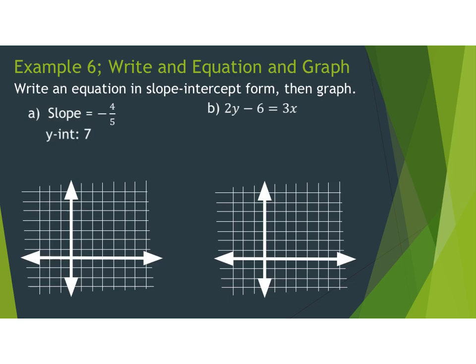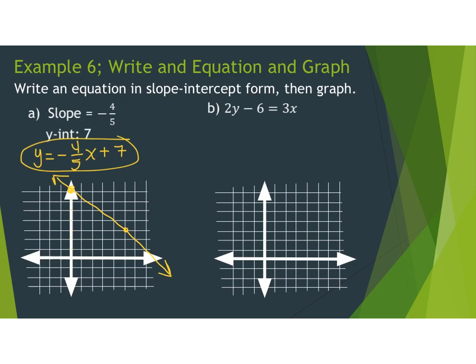This next example, we are given the slope and y-intercept, and we have to write the equation and then graph it. So my slope is negative 4/5, so that goes in place of the m. And then my y-intercept is 7, so plus 7. So that would be my equation. And when graphing it, crossing at 7, I'm going to go down because of the negative 4 and over 5, and connect those 2 points, and that would be my line.